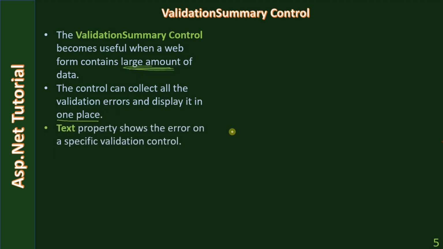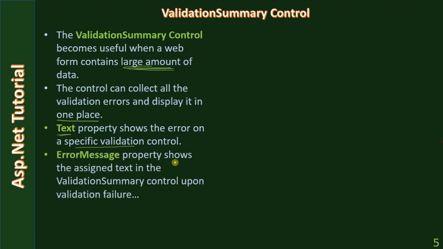Text property shows the error on the specific validation control. We already set the text property when we used the required field validator. Error message property shows the assigned text in the validation summary control. So in our previous examples, we used text and error message in a mixed way. Now, as we proceed with the example, this time we will rearrange text as well as error message.